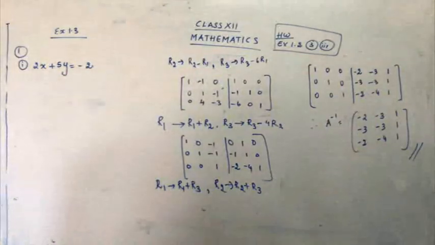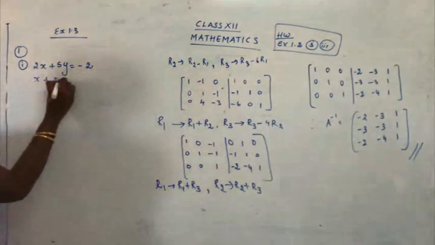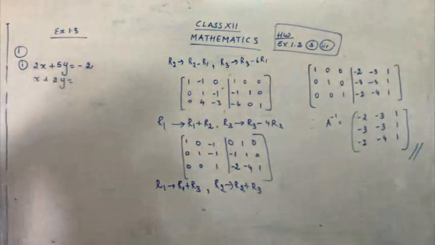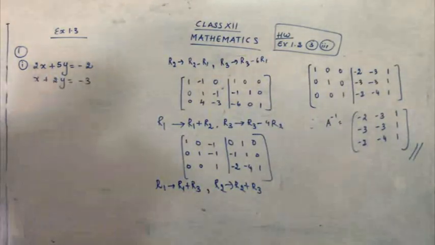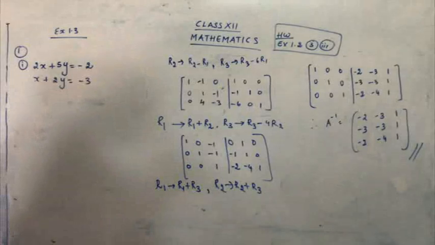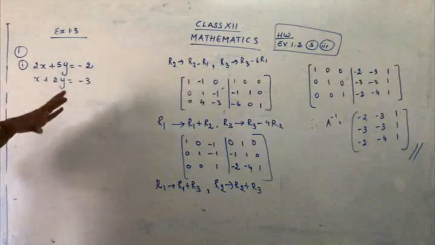2x plus 5y is equal to minus 2. x plus 2y is equal to minus 3. So this is a linear equation. Two linear equations are given to you, and you are going to solve them by the method they have mentioned. We cannot use our normal solving part.